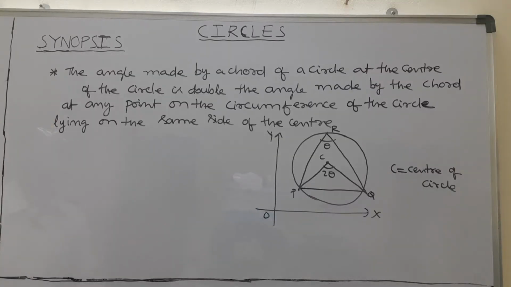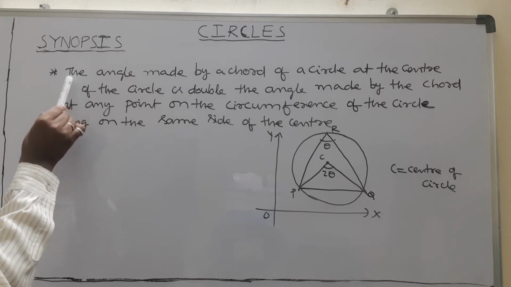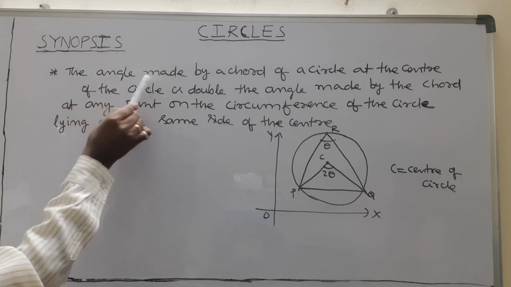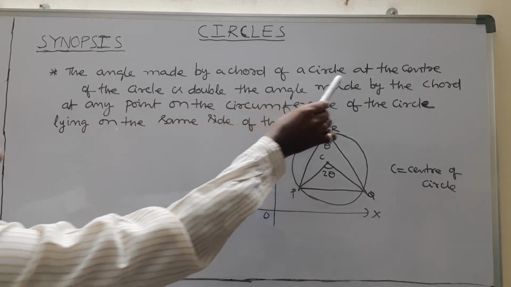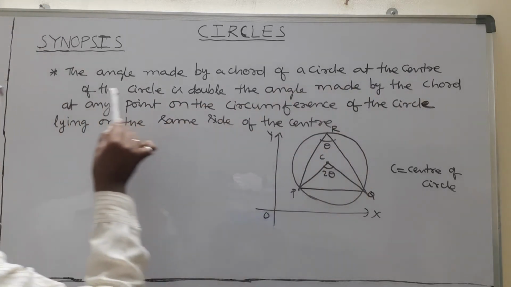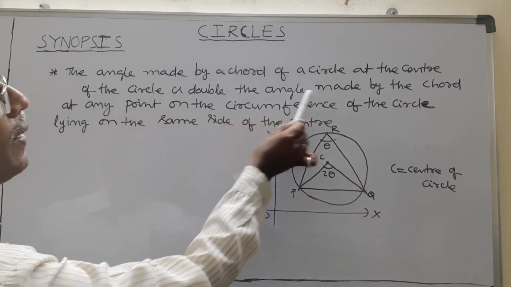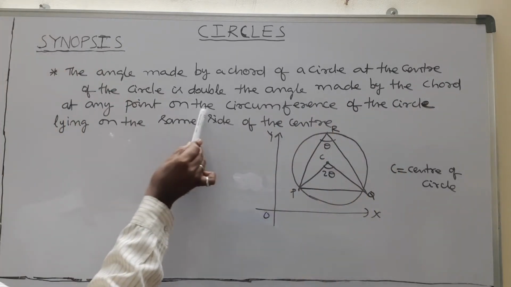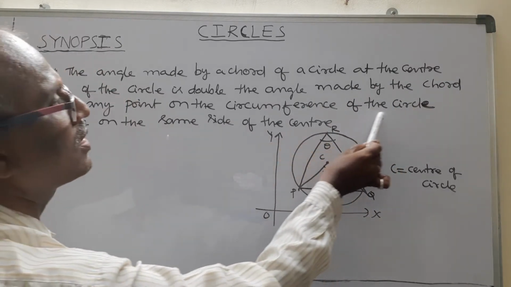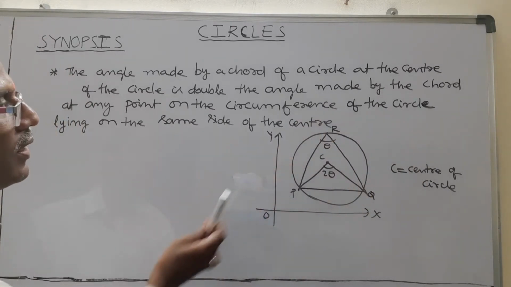Next point, this is important for solving objective type questions. The angle made by a chord of a circle at the center of the circle is double the angle made by the chord at any point on the circumference of the circle lying on the same side of the center.